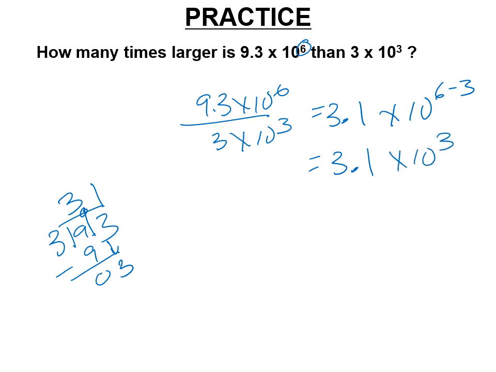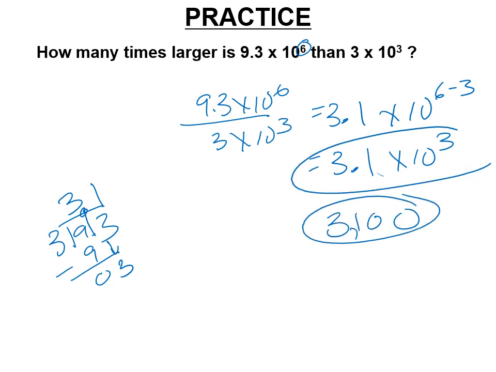Now if I move that 3 times, I would get 2 zeros. It's 3,100 times bigger. It's way, way bigger. What does that mean? This number times 3,100 gets you that number. It's 3,100 times bigger, 3.1 times 10 to the third.